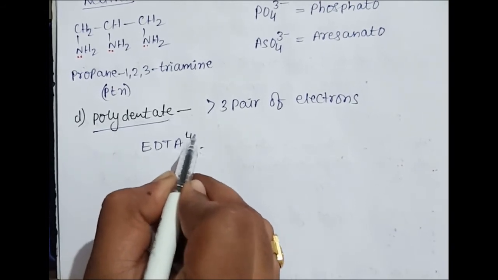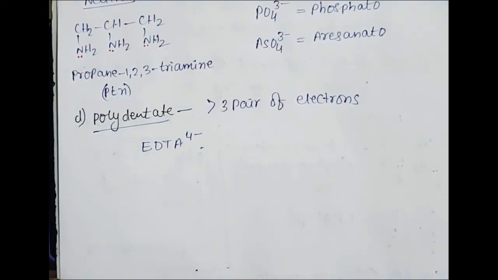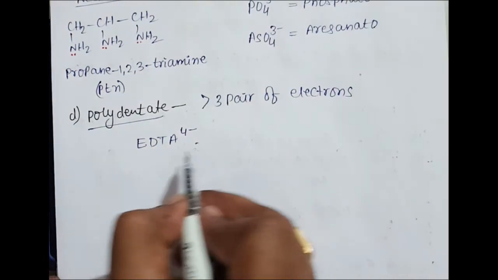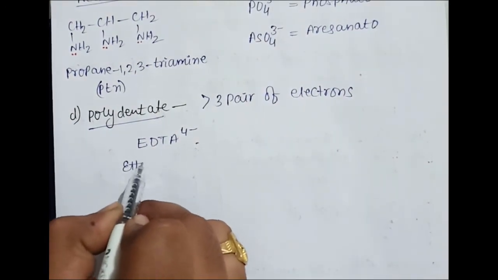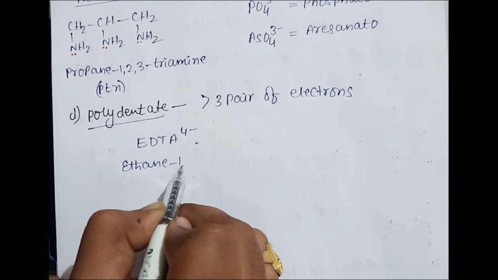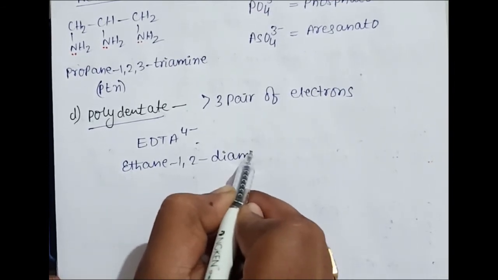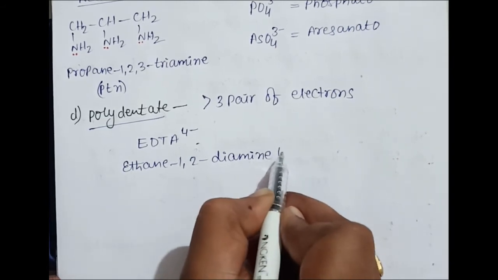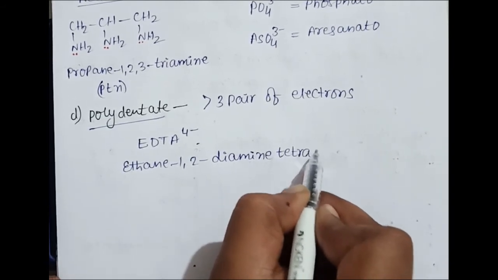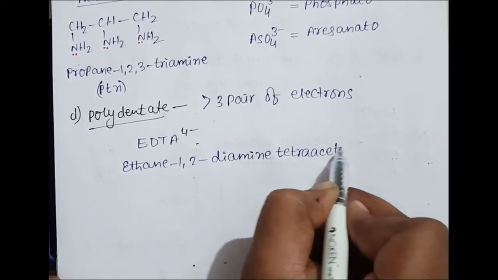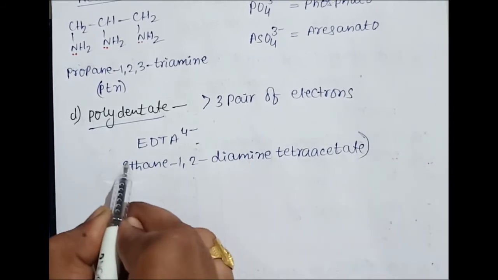EDTA with charge of 4-. Now, you may ask me, sir, what is EDTA? EDTA full form is ethane 1,2-diamine tetraacetate. This is EDTA.